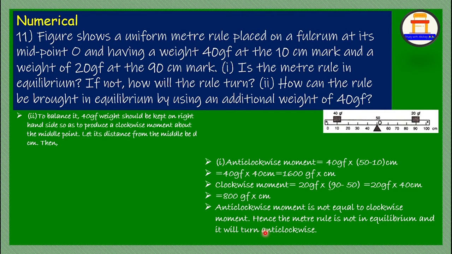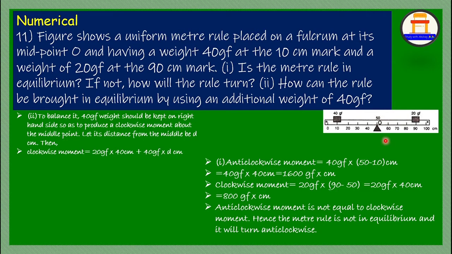Now coming to the second question. To balance the meter rule, 40 GF of weight should be kept at the right hand side so as to produce a clockwise moment about the middle point. Let the distance from the middle point be D centimeter. So to the right hand side, since anti-clockwise is more already, it should be placed towards the right hand side to get it into equilibrium.